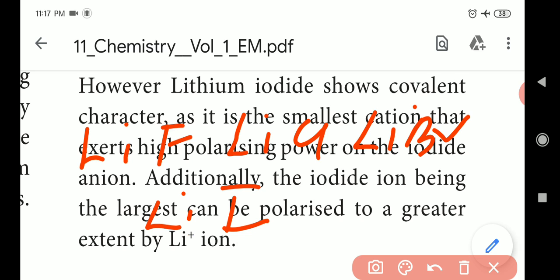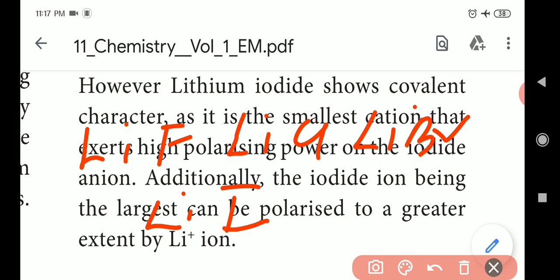Because here the cation is common, but the size of the anion differs: fluorine, chlorine, bromine, and iodine. The size of the anions differs, but the size of the cation is the same. So lithium fluoride has the most ionic character and the least covalent character. Lithium iodide has the least ionic character and the most covalent character.